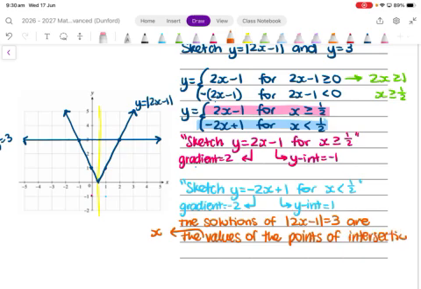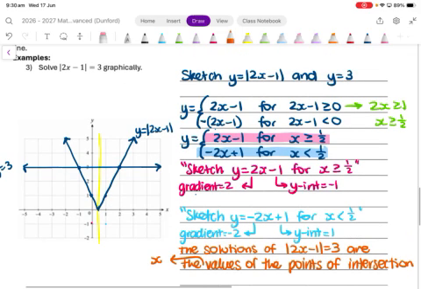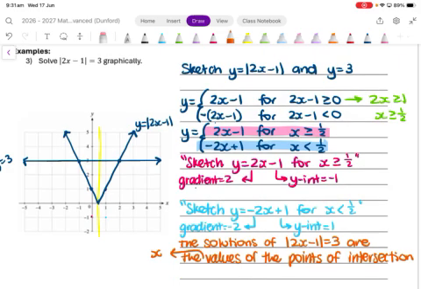Okay, because in our equation that we're solving, the absolute value of 2x minus 1 equals 3, we only have the variable x that we can solve for. So our points of intersection are where our two graphs meet. So that's why it's really important to draw nice, accurate graphs. And that means that our solution to this is x equals -1 and 2.